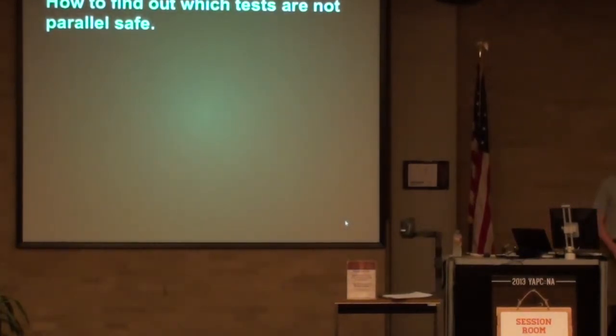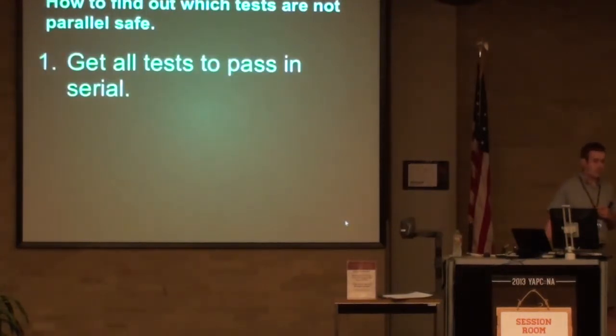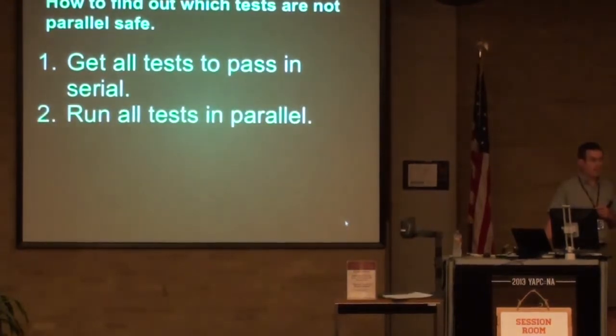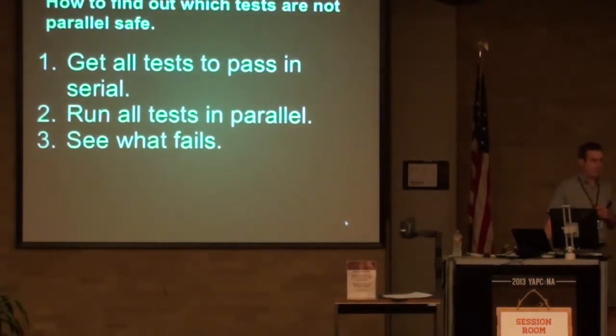First, we'll talk about how to find your tests which are not parallel safe. It's a fairly straightforward process. You start by getting all your tests to pass on a serial run, and then you run all your tests in parallel, and then you notice what fails.